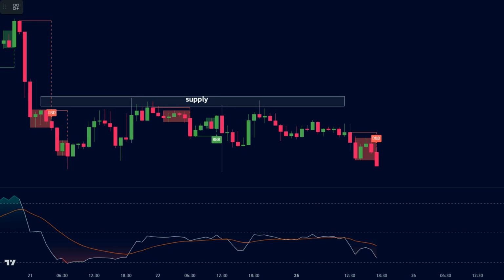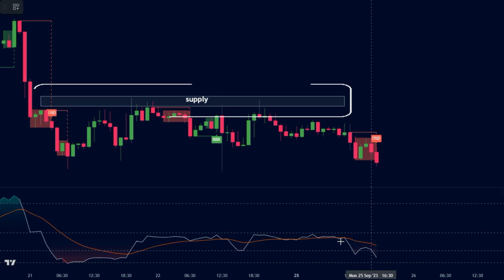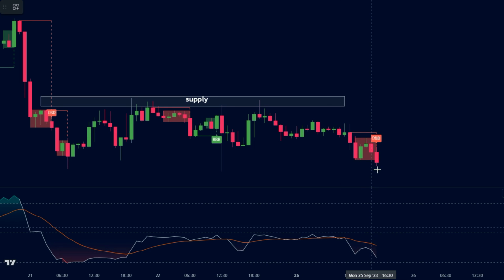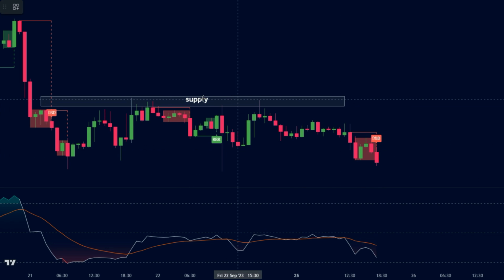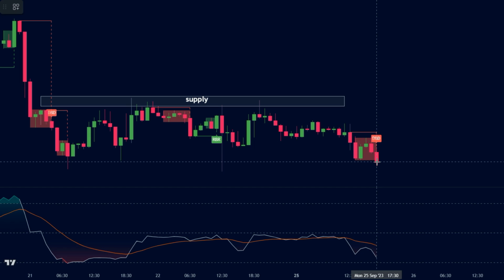First, we identify the supply zone, where sellers are eager to unload their positions. Think of it as a trapdoor ready to release the price downward. When a bearish candle closes below this zone, it's like the trapdoor opening, signaling a potential decline. But we need more evidence before we pull the sell trigger. That's where bearish candlestick patterns come in, like the ominous shooting star or the gloomy engulfing pattern. These formations hint that sellers are gaining the upper hand, and the price could be headed for a tumble. But before we dive in, let's double check with our RSI indicator.